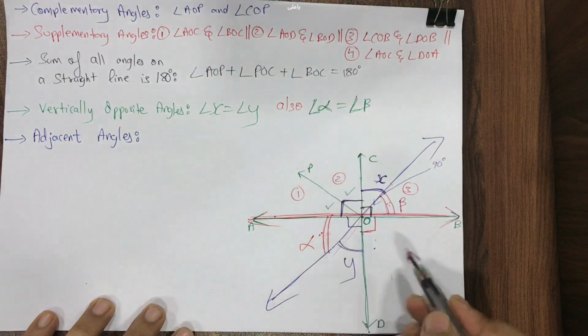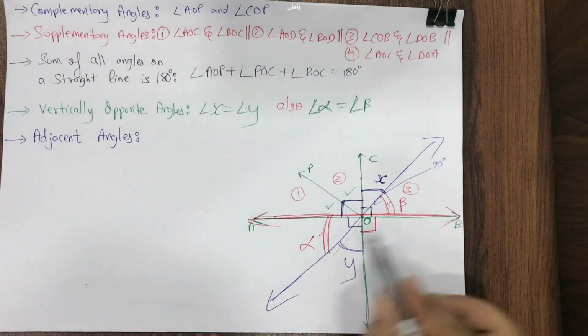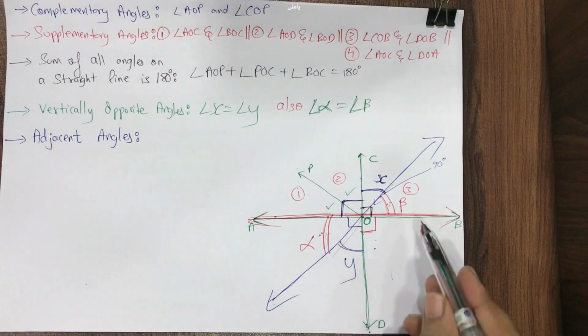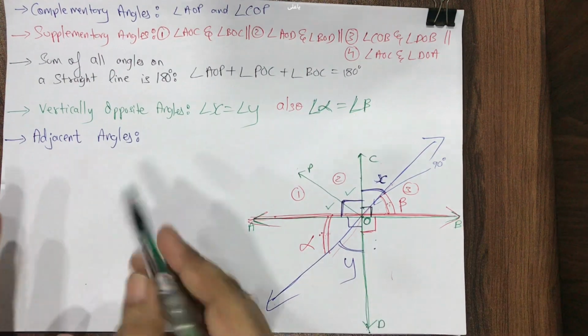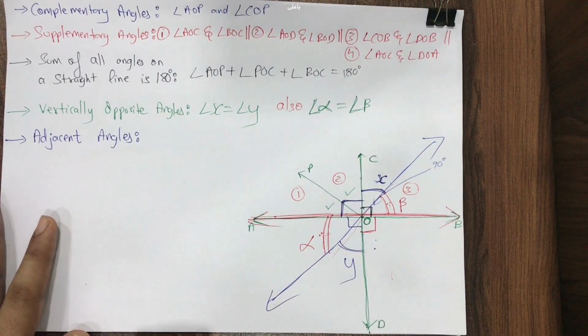Okay, these are just the names, huh? If you don't like this alpha and beta, you can give some other names also, P and Q. Okay, you can call this as P, you can call this as Q. Okay, so vertically opposite angles are always equal.